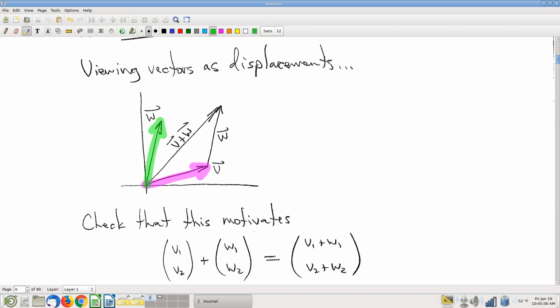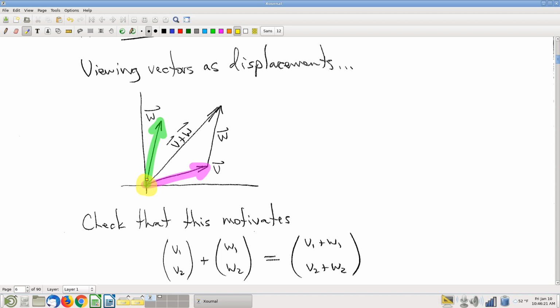What would feel physically like a natural, reasonable choice of what it should mean to add two displacements? I propose the following. I think it's highly plausible. How about I start at the origin and do the one displacement, and then from wherever I end up, I do the next displacement.